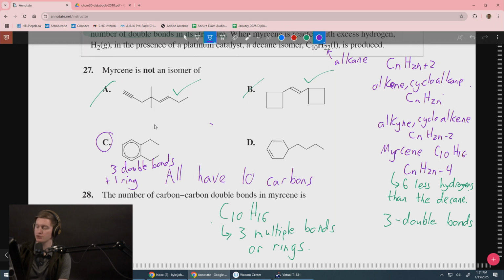If you drew your hydrogens on this, this formula would actually be C10H14. So it is not a structural isomer. D, we'll check it, has 2 double bonds and a ring, so it fits that 3 multiple bonds or rings. D would be an isomer.